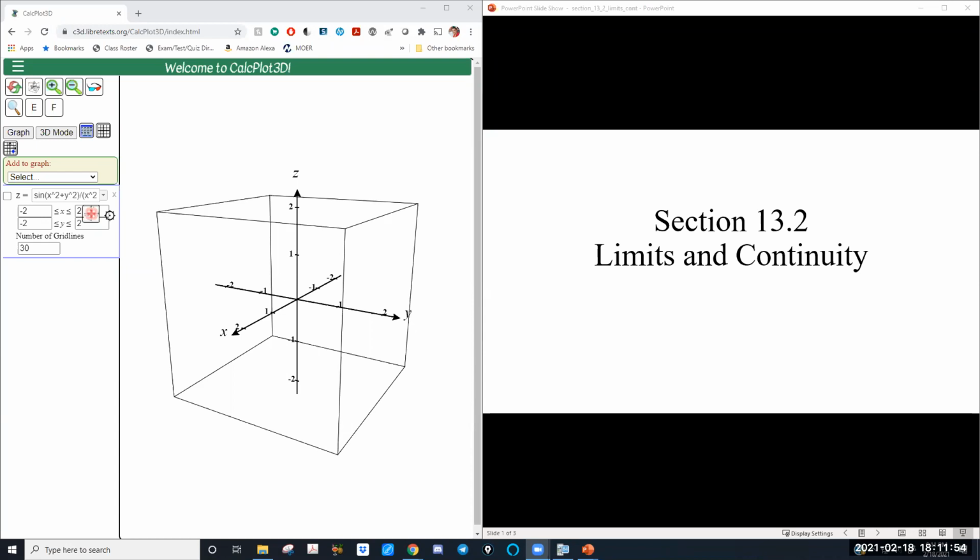Now, one thing we're going to finish with today is limits and continuity in functions of 3D. Kind of a smaller topic, but there's a couple things I want to point out. We'll look at maybe one or two problems depending on how much time we have.